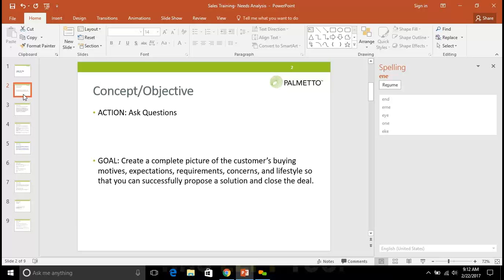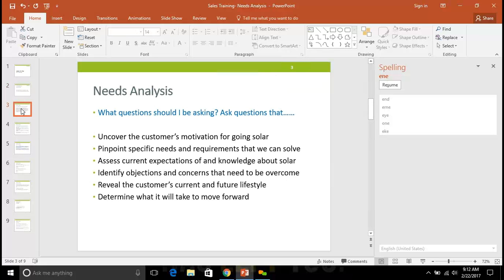The goal, everyone's laughing here in the room, the goal here is to create a complete picture of the customer's buying motives, expectations, requirements, concerns, and lifestyle so you can successfully propose a solution and close the deal. So pretty simple objective for the needs analysis.